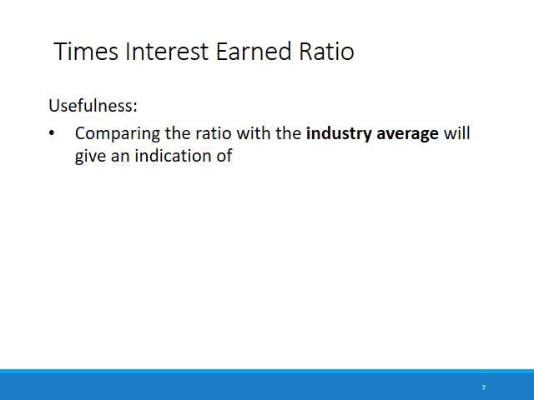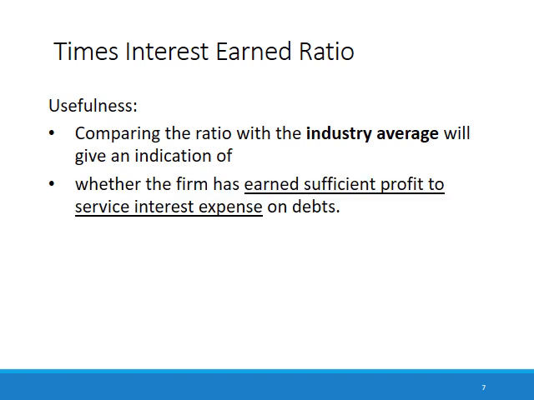Usefulness. Comparing the ratio with the industry average will give an indication of whether the firm has earned sufficient profit to service interest expense on debts. So in short, it basically sees whether there is enough profit to cover the interest expense. This is an important ratio to be looked at by investors and bankers.